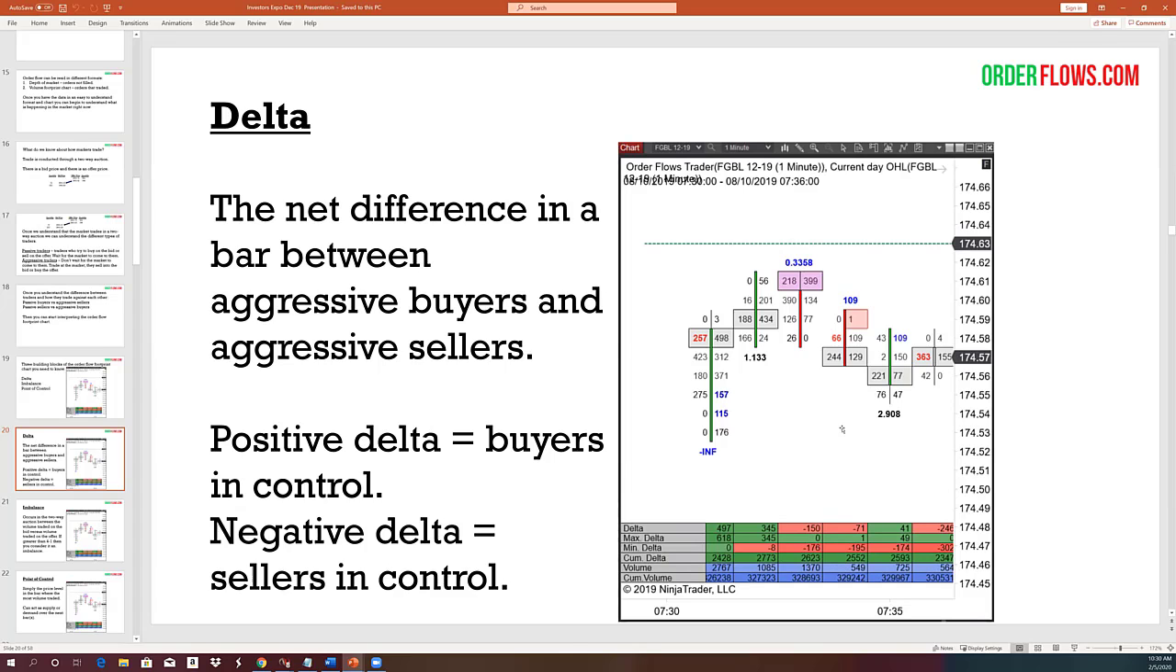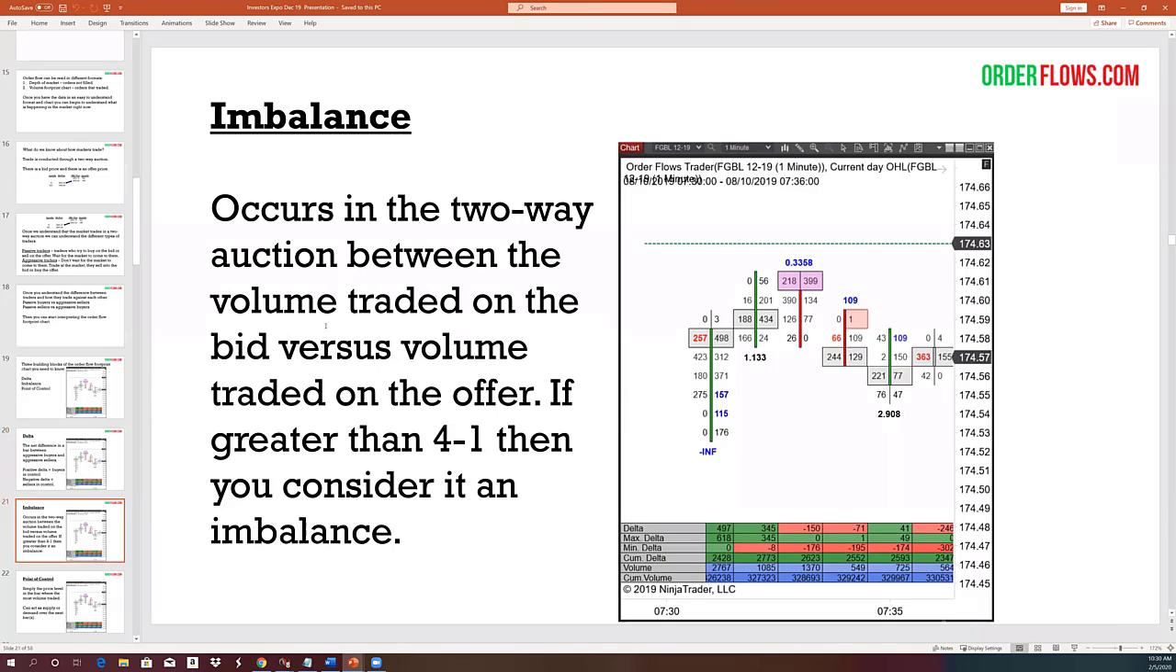Now, the second one is imbalances. Again, as we talked about earlier, a market moves in a two-way auction. There's volume traded on the bid versus volume traded on the offer. When you're looking at a chart, you're always comparing what was traded on the bid versus what was traded on the offer. So if there's a difference, usually greater than 4-to-1, you would consider that an imbalance. Some people use 10-to-1, some people use 2-to-1, but the industry standard, so to speak, is about 4-to-1. The majority of people I know use 4-to-1.